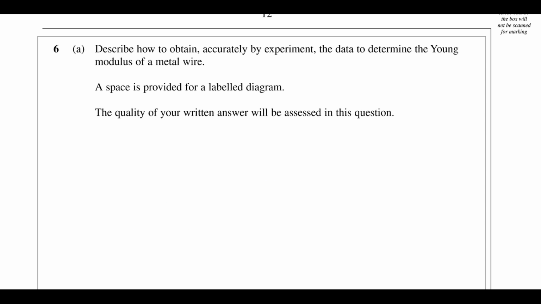So in this question we're going to describe by experiment how we would determine the Young modulus of a metal wire.